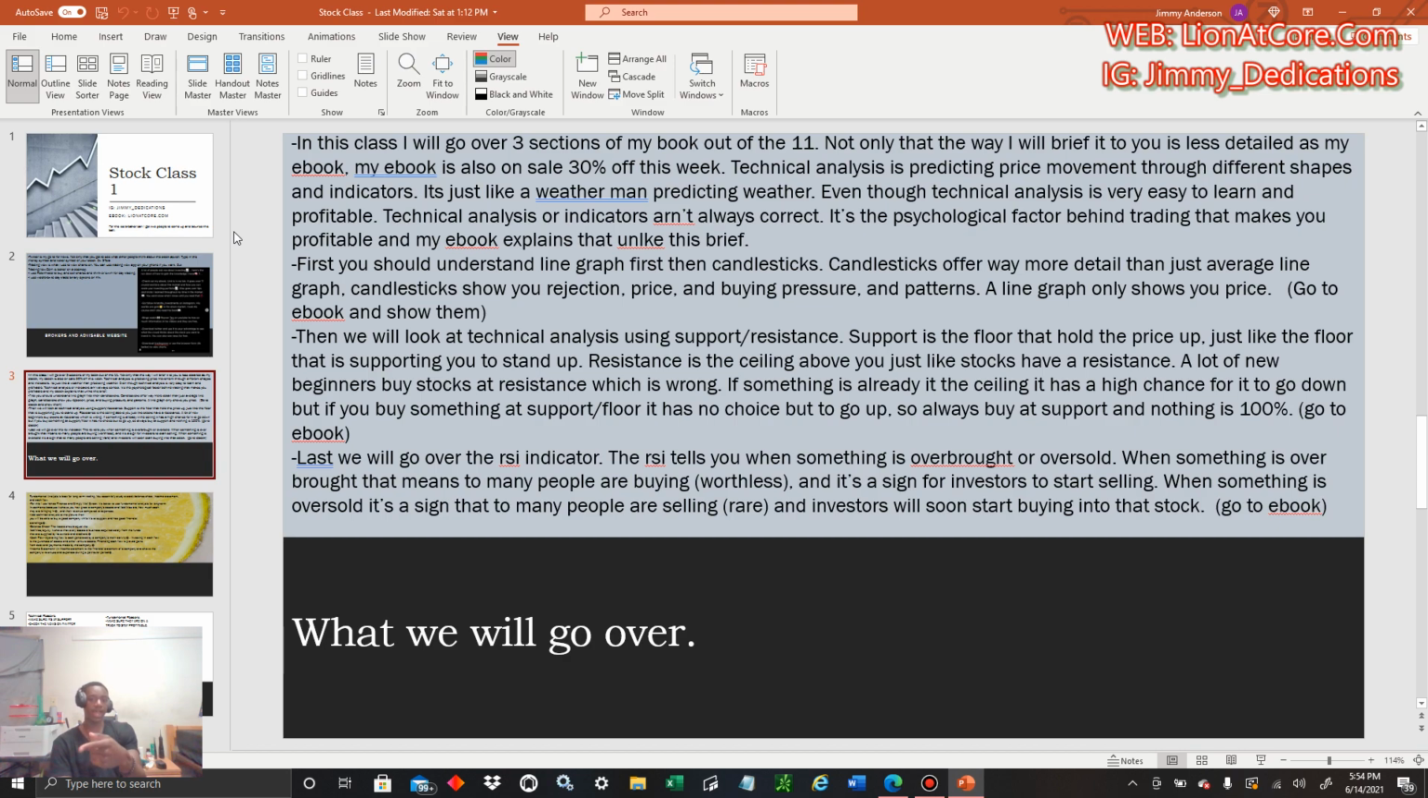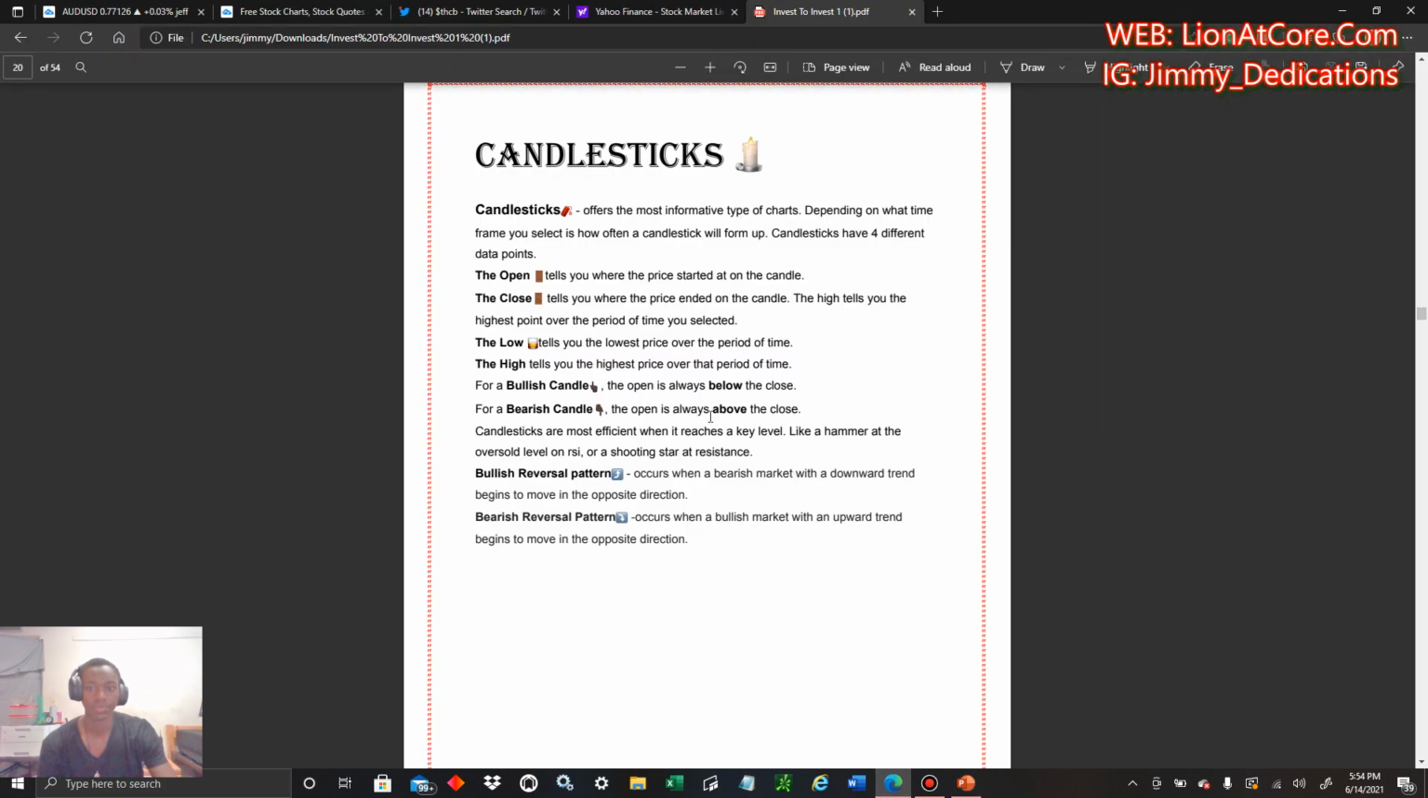First, you should understand the line graph, then candlesticks. Candlesticks offer way more detail than just the average line graph. Candlesticks show you rejection, price, buying pressure, and patterns. A line graph only shows you price. Let's go to my ebook and I'm gonna show you an example that I took in my ebook.